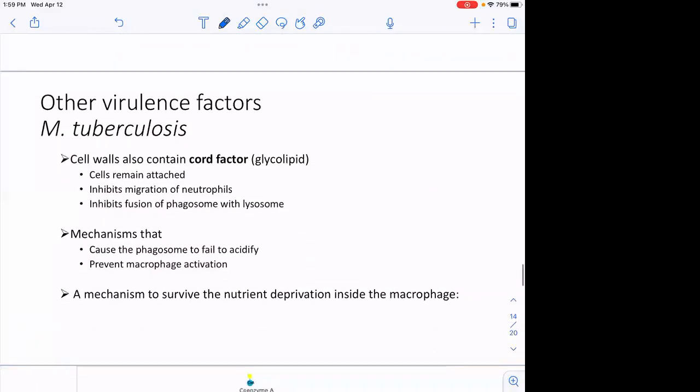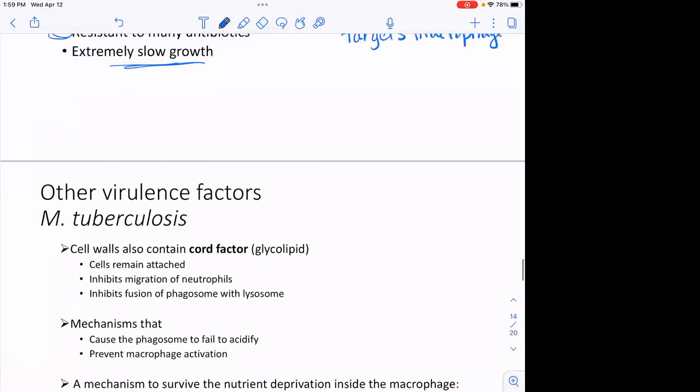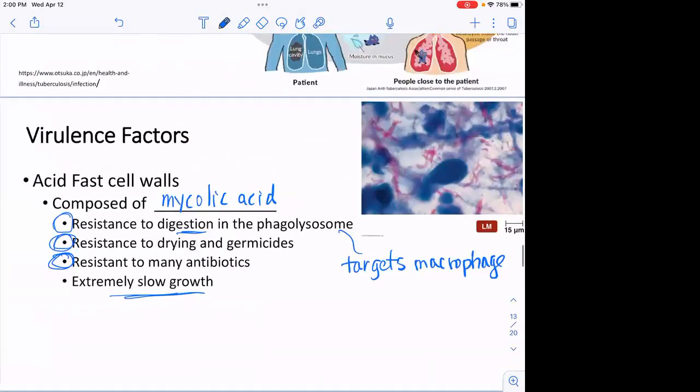Other virulence factors, we know that, before I move on to that, I wanted to just review, when we do an acid-fast stain, especially for those of you in lab, we use a dye called carbolfuchsin that has phenol in it that can penetrate through that waxy cell wall. So that's the hot pink color there.